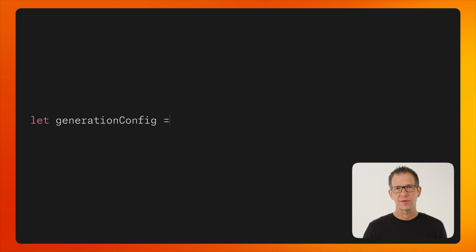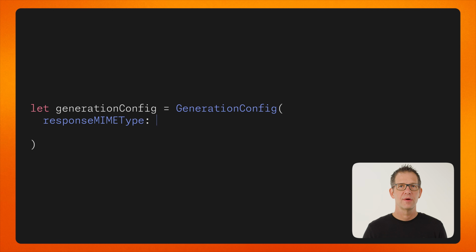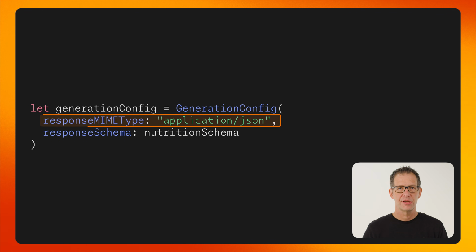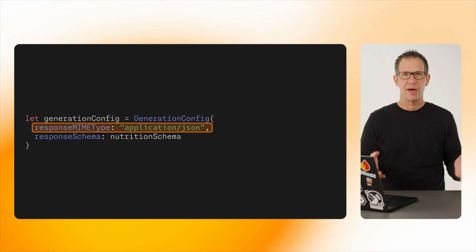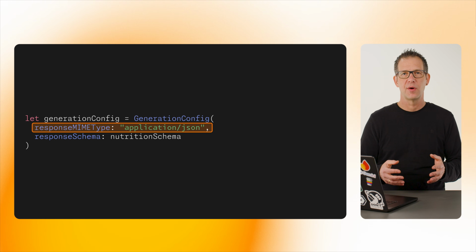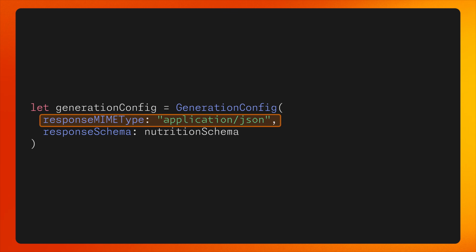We then pass this schema to the generation config for our model, along with the MIME type application/json. This tells the model, don't give me any conversation, don't give me any markdown, just give me JSON, and make sure it matches this schema. If you forget to provide the MIME type, the model will return the response in plain text.